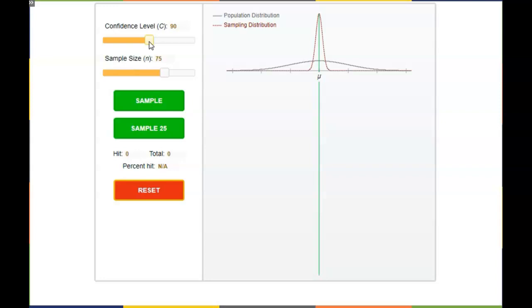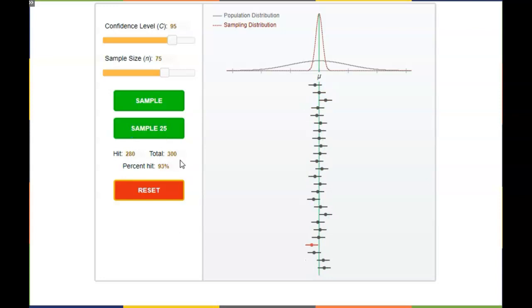Now let me change the confidence level. Round it up to 95%, a very popular confidence level. I'm going to go ahead and leave it at 75 for our sample size. And I'm going to run this experiment again a couple hundred times. And just watch the percent success rate. It means I ran it 25 times, and 24 of the time, those confidence intervals that I built included the actual population mean. Let's run it a couple more times.